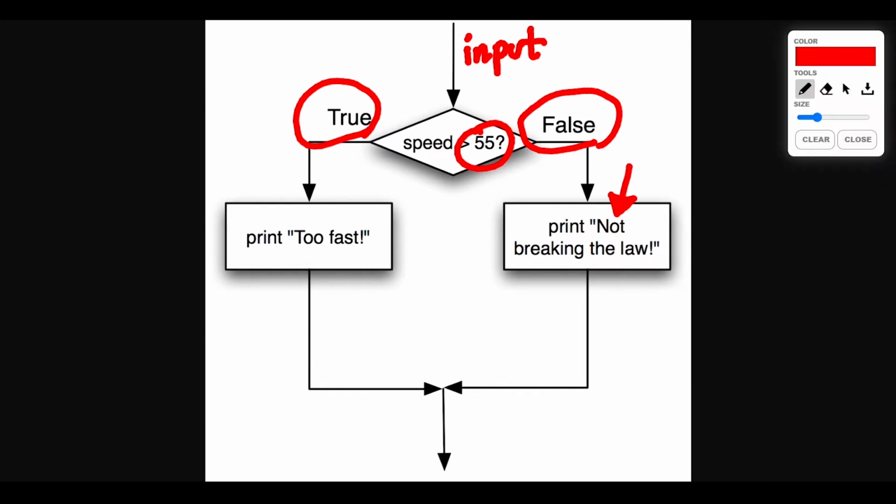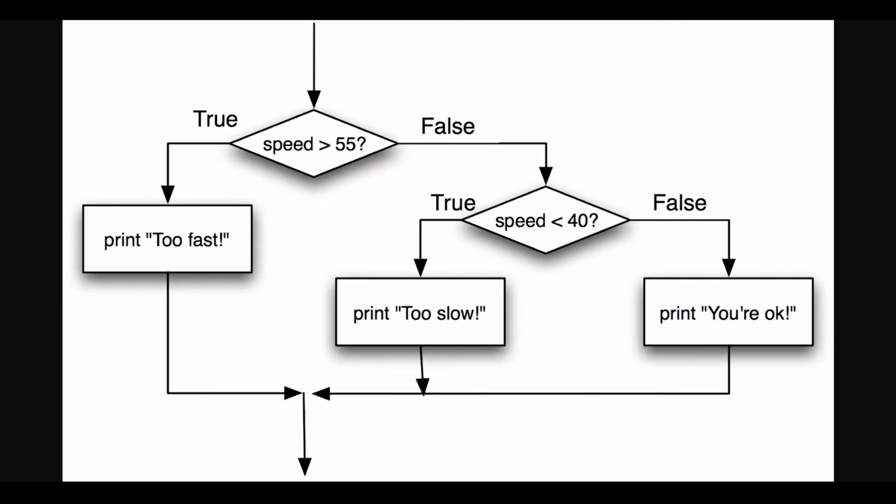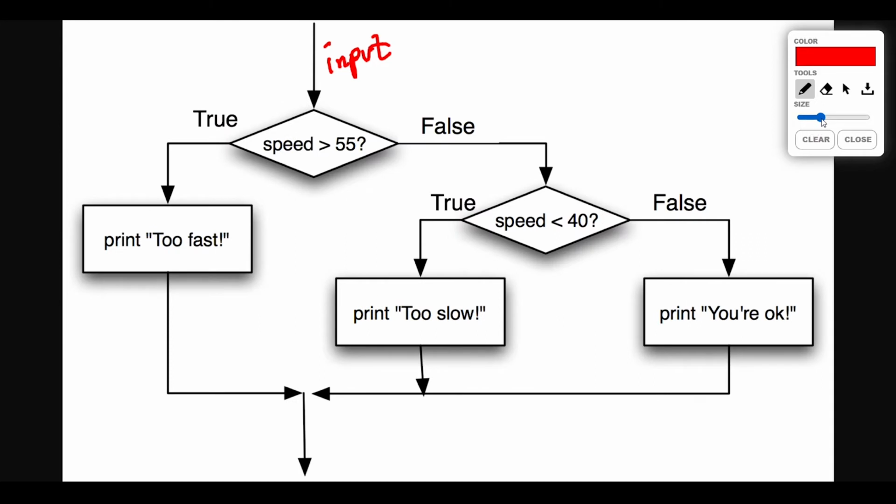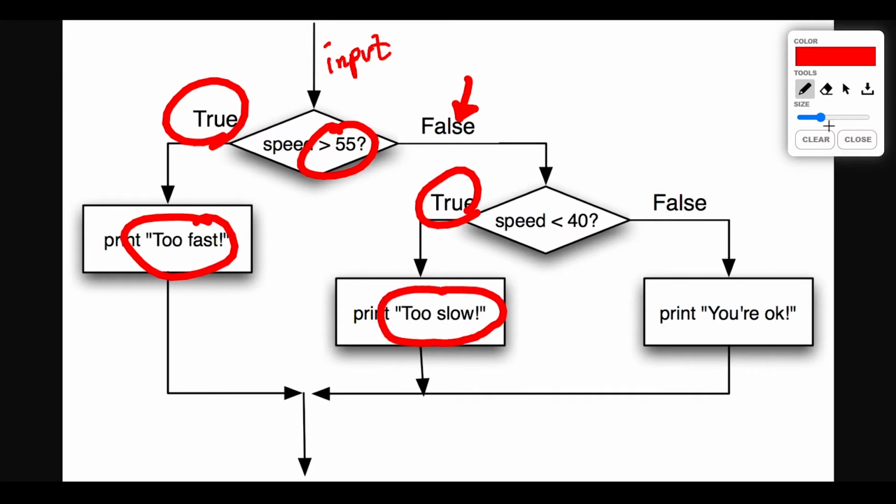Another example, if you wanted to make this flowchart a little bit more advanced, there's an input there again. And then if the speed is greater than 55, true, then you're going too fast, just like before. But now the false brings it to another fork in the road with true and false. So this is another if statement here. If the speed is less than 40, if this is true, then it's too slow. False, then you're okay. So that means that you're between 40 and 55.